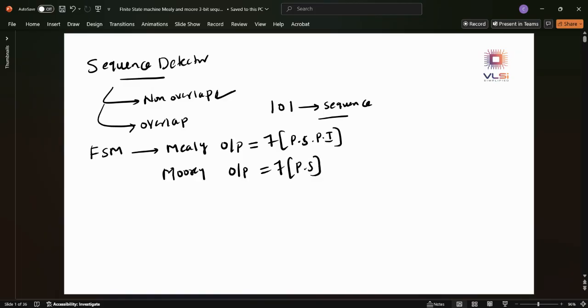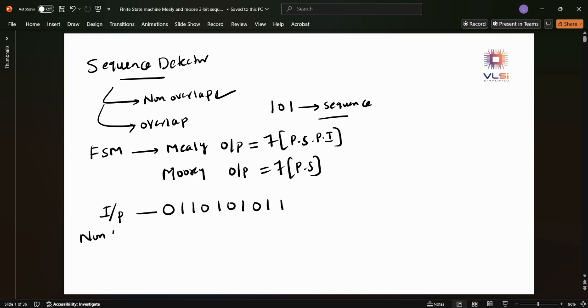Let us take a random input sequence and see the output. I'm searching for the 101 sequence, in overlapping and non-overlapping cases. The input sequence is 0 1 1 0 1 0 1 0 1 1. First I am using the non-overlapping sequence.